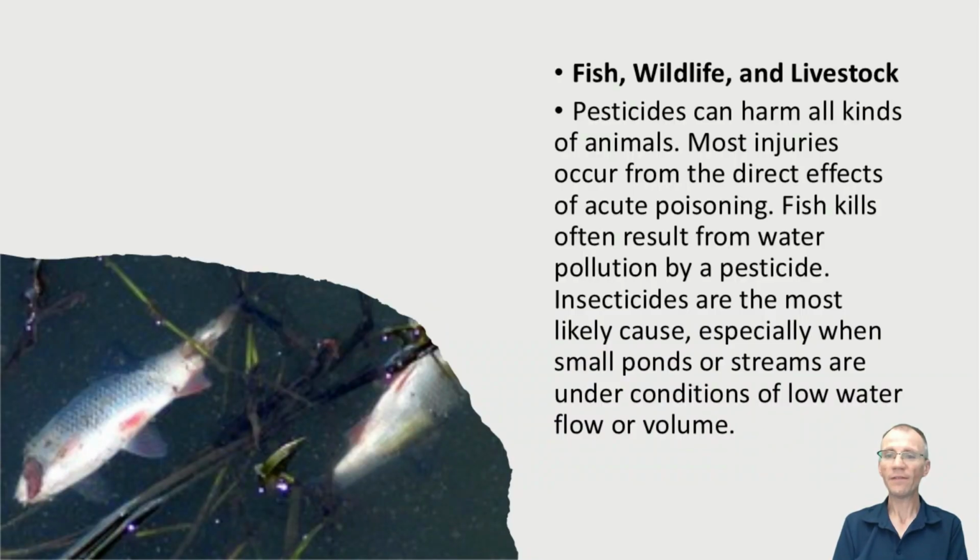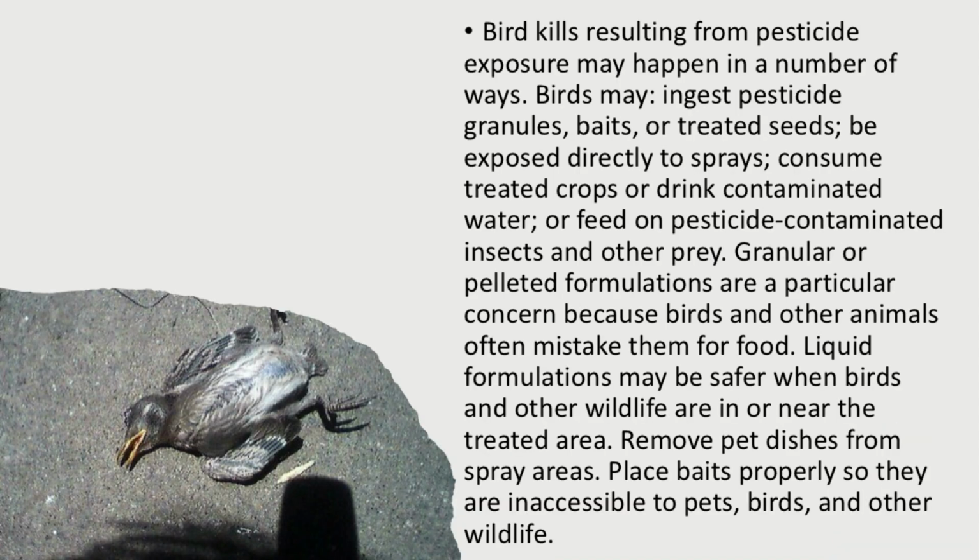Fish, wildlife, and livestock. Pesticides can harm all kinds of animals. Most injuries occur from the direct effects of acute poisoning. Fish kills often result from water pollution by a pesticide. Insecticides are the most likely cause, especially when small ponds or streams are under conditions of low water flow or volume. Bird kills resulting from pesticide exposure may happen in a number of ways.